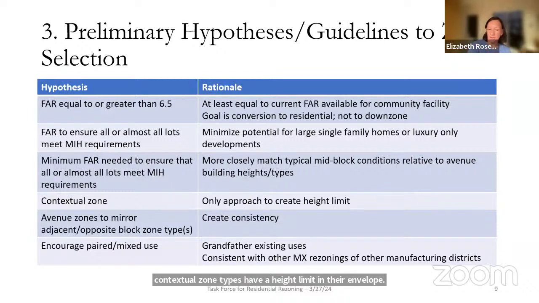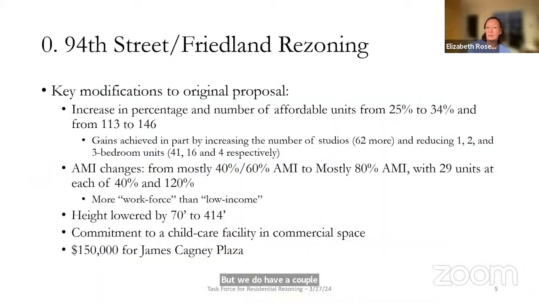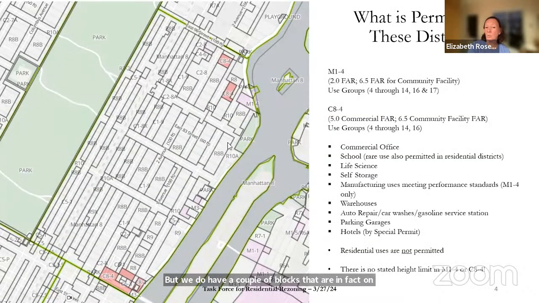The one possible exception: we do have 2 blocks in this study area that are on avenues. They are not side streets. Most of the lots that we are looking at, the blocks that we are looking at, are on mid blocks, but we do have a couple of blocks that are in fact on the avenue. And there, I think what we would really like to do is look at the block opposite, the blocks adjacent, and sort of pick one, be consistent with the other avenue buildings, zone types.